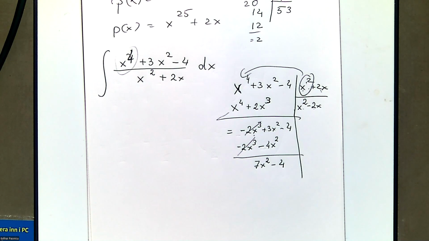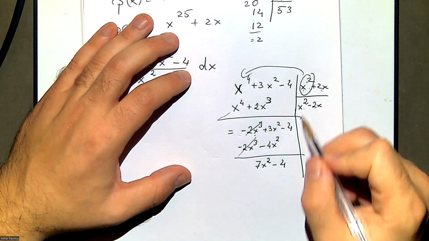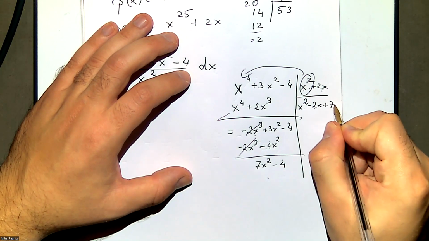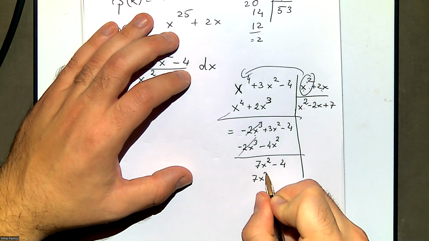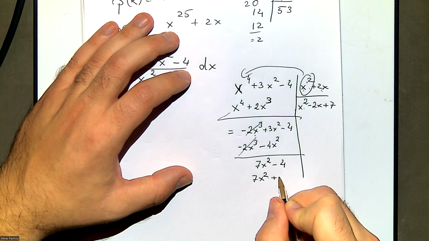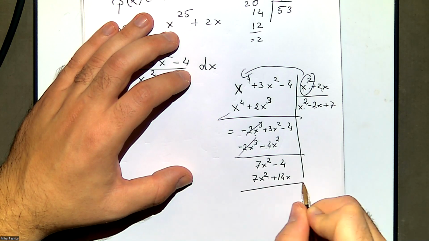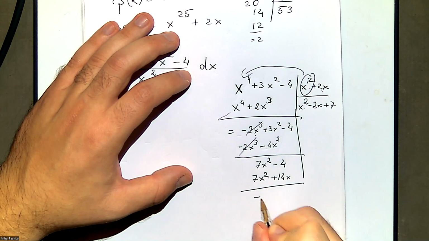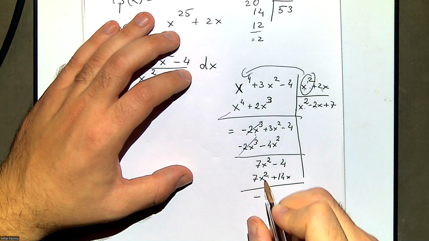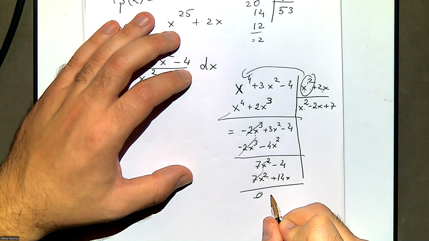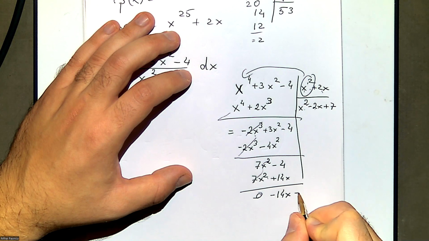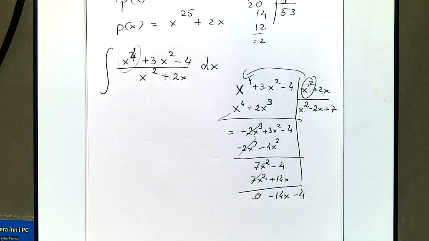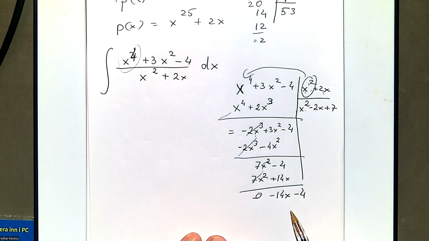And I'm thinking for a second. How many times does x squared go in here? That's 7. So I have 7x squared plus 14x. If I subtract this, this is 0. This cancels out. So 0 minus 14x minus 4. And now, how many times does x squared go into 14x? No times, right? Because x squared is bigger than x.